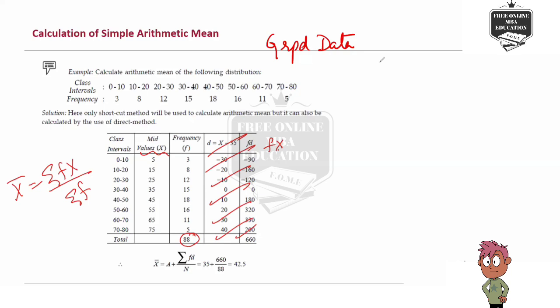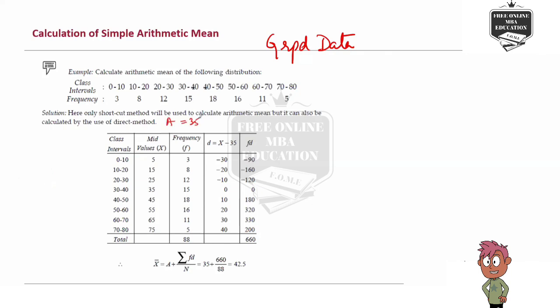Now here they have taken the assumed mean to be 35. How they have taken 35, that's your choice. If you don't want to take it as 35, you can take it as 45 as well. You can take it to be 25. It's particularly your choice. And if it is different, again, the answer won't change. The answer would remain the same.